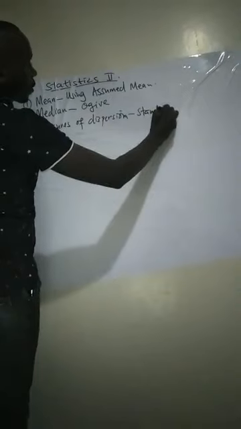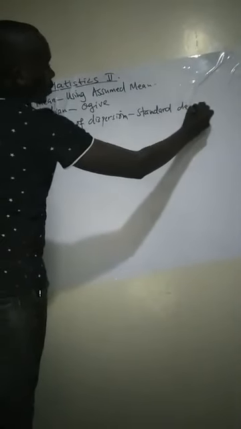The second thing we are going to do is median, using something we call the ogive. Number 3, we will now discuss in detail the measures of dispersion. In this case, I will talk about standard deviation, and I will also talk about variance.